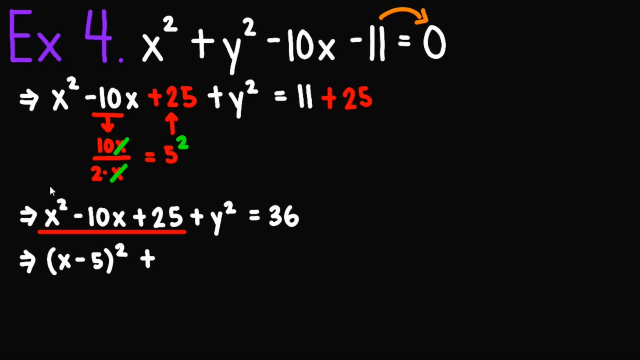We just simplify the right side of the equation. Then here, focus on this part. Take note that this is a perfect square trinomial, so this factors into x minus 5 squared. Technically, we get the x from the square root of the first term and the 5 from the square root of the last term, which is 25, and we just copy the sign. So that's how it works.